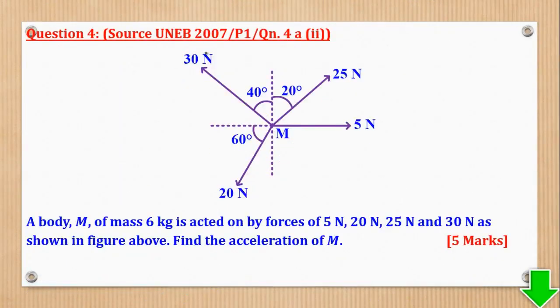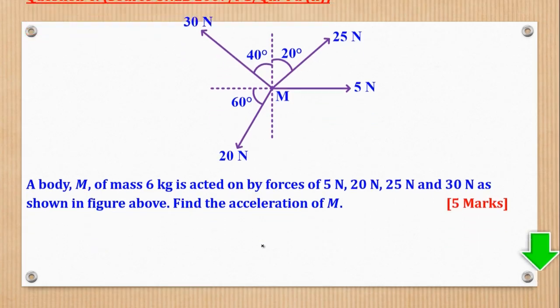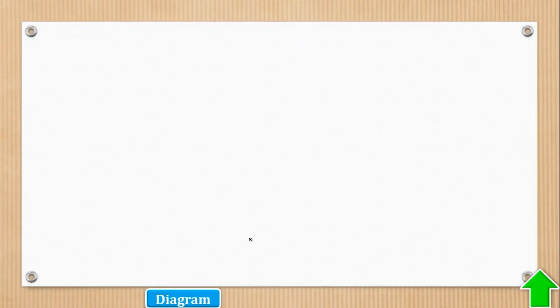Question 4 came from U.A.C.E 2007 paper 1 question 4a and says, a body M of mass 6 kilograms is acted on by forces, these ones, as shown in the figure above. Find the acceleration of M. So still we have to first get the resultant.